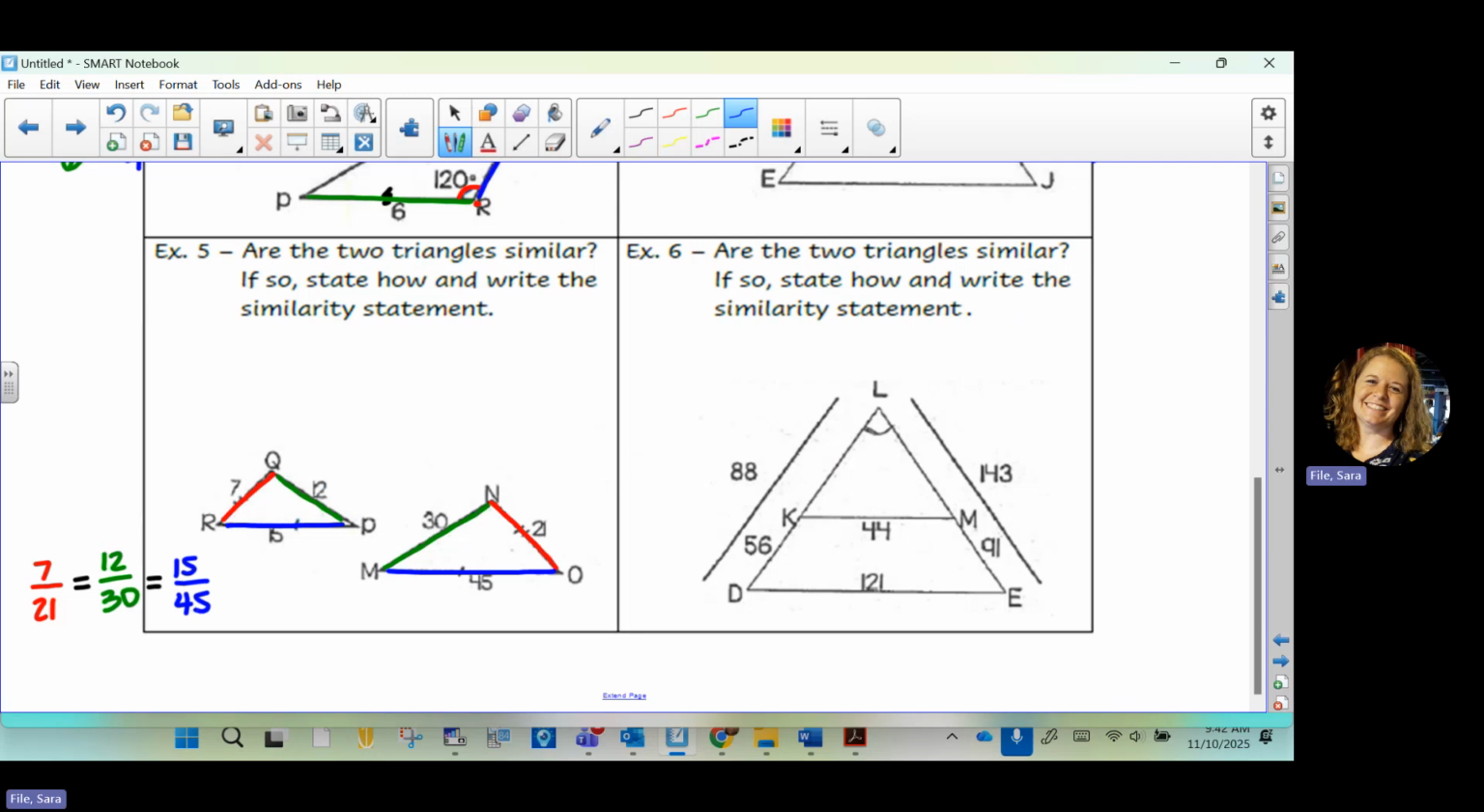Okay, so this red one reduces to 1/3. This blue one reduces to 1/3. But the green one reduces to what? 2/5. Good job, Zach. So they are not equal. So my answer here, No.